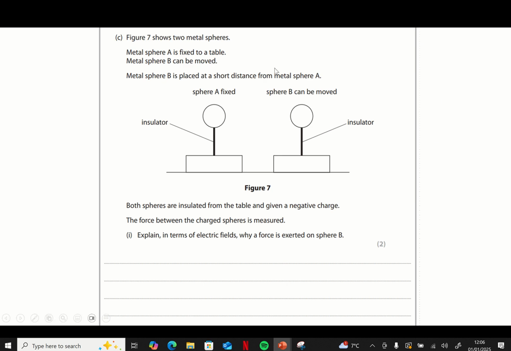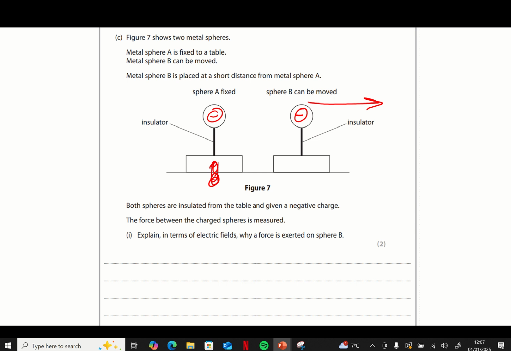Next one, figure 7 shows two metal spheres. Sphere A is fixed to the table and B can be moved. So this one is able to move forwards and backwards, but this is stuck in place. It says both spheres are insulated from the table and given a negative charge. The force between the charged spheres is measured. So you can imagine if I give that a minus charge, and now give this a minus charge, this is going to be pushed backwards because same charges repel.